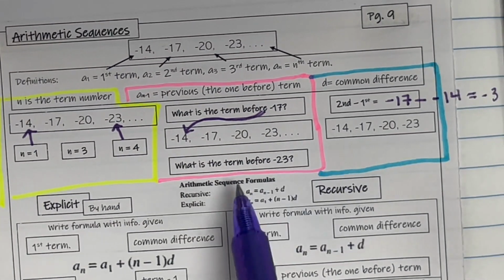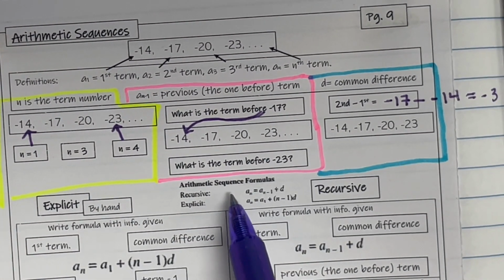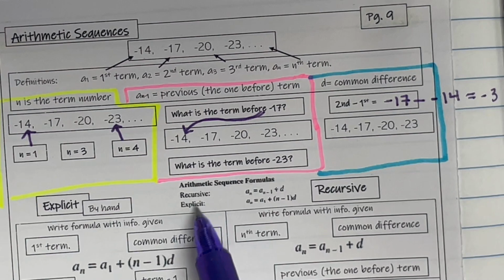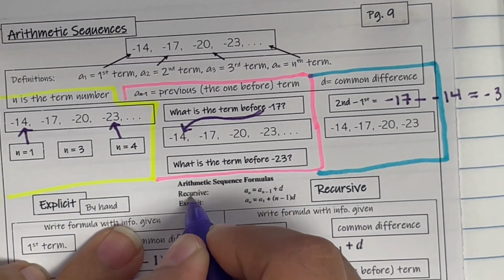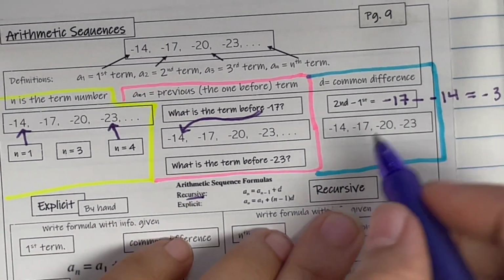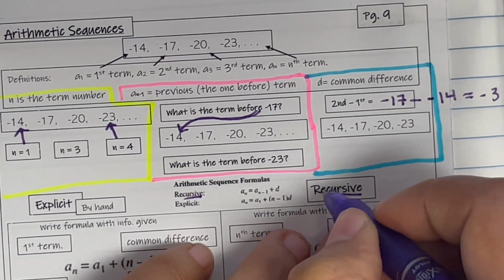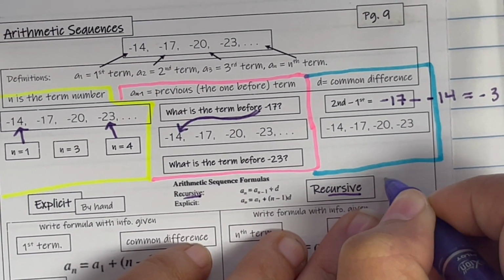There are two kinds of sequences, two types of formulas that we're going to use, recursive and explicit. The way I remember this is this. When you're doing recursive, I think of the word cursive. All right, when you write in cursive, I'm going to underline that. Right, let's write recursive in cursive.